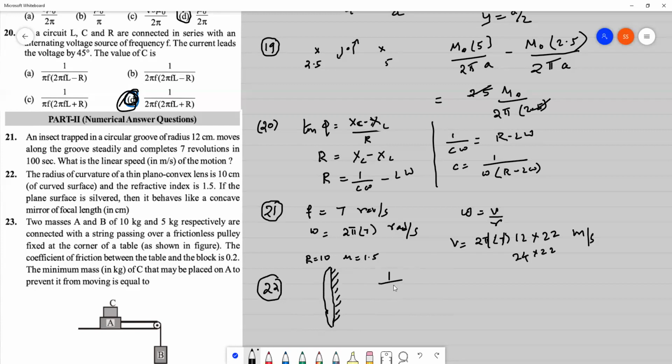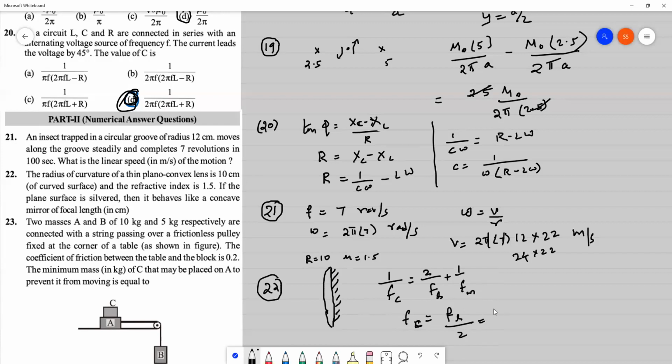So we know that the focal length of a silvered lens combination is 1 by F equals 2 by F lens plus 1 by F mirror. Here, since it is a plane mirror, 1 by F mirror should be 0, because F mirror should be infinity. So this is a combination, and Fc is equal to Fl by 2.